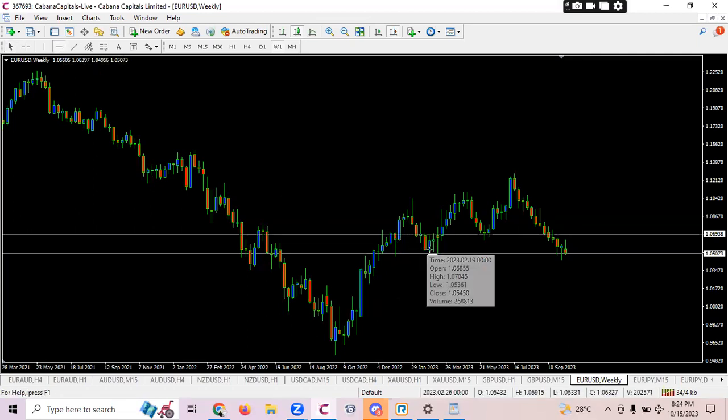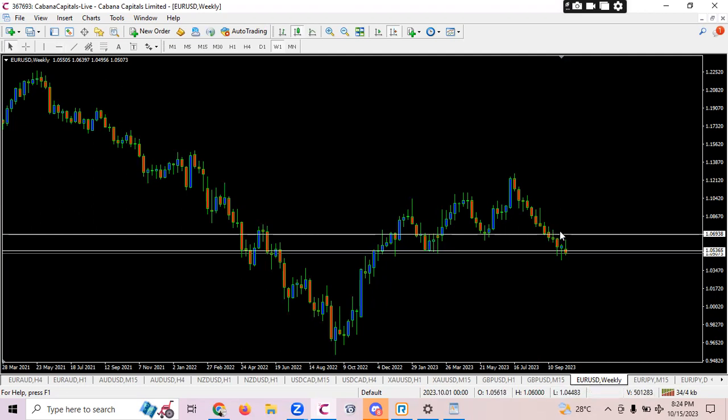So I think they attempted this level, but they could not push price to that level. This is where they were aiming at, but they couldn't get to that level. We had a support here. You can see price tested that support and there was a strong rejection from that support. But you can see last week's candle broke out from that support, which indicates a bearish move.